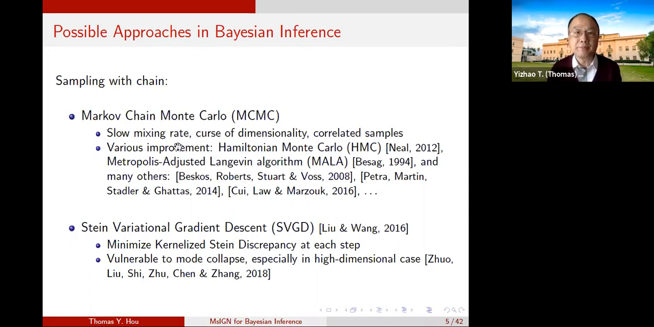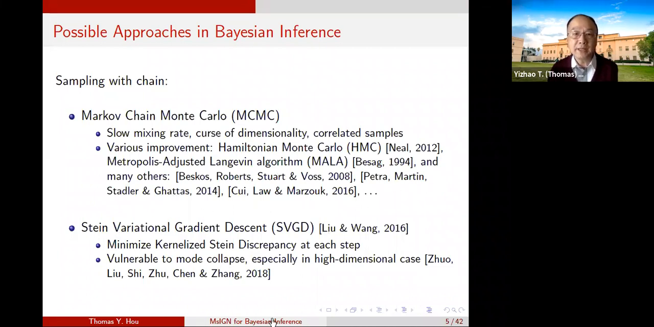There have been various proposals to remedy this limitation. For example, people proposed Hamiltonian Markov chain Monte Carlo. There's the MALA method, right? And there are many subsequent developments. So I list some of the references here.